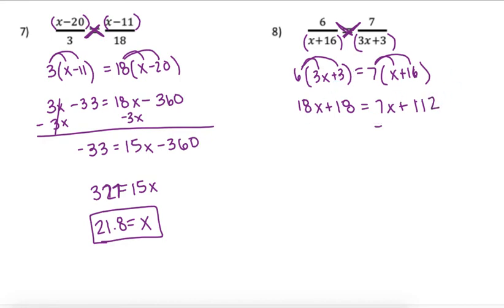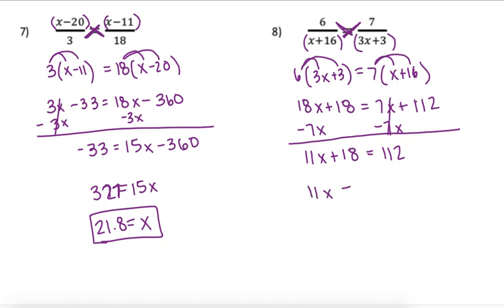Variables on both sides. Again, I moved the smaller one. I'm a positive person. I like to stay positive here. And I get 11x plus 18 equals 112. Two things away from getting x by itself. So now I can subtract 18 from 112 and divide by 11. And this time I got 8.54545454, round to the nearest tenth. 4 won't bump that up, so I'll leave it at 8.5.